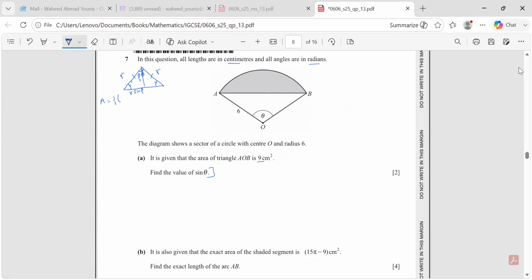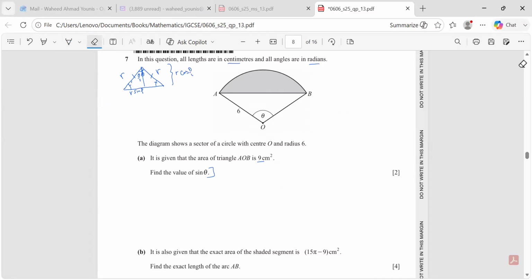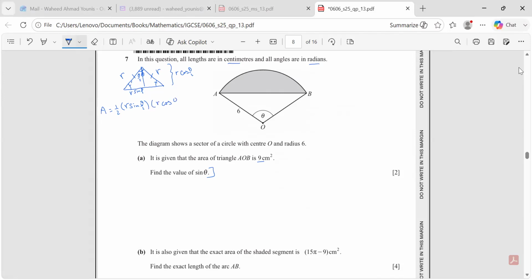And the altitude, this height from here to here, is going to be r cosine of theta by 2. So let me write it again here. The area of this triangle is going to be half into r sine theta by 2 into r cos theta by 2, so this will give you half r square sine theta by 2 cos theta by 2.